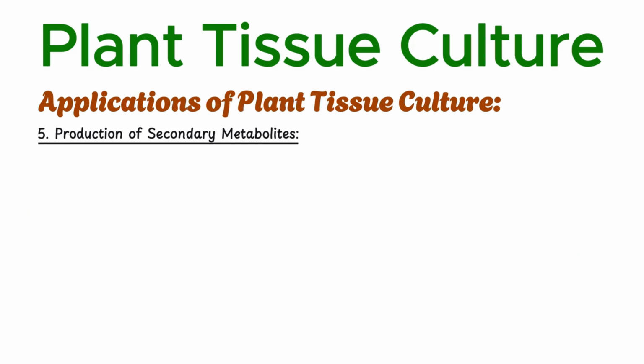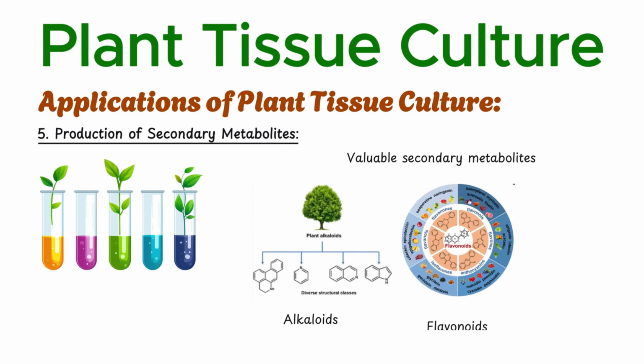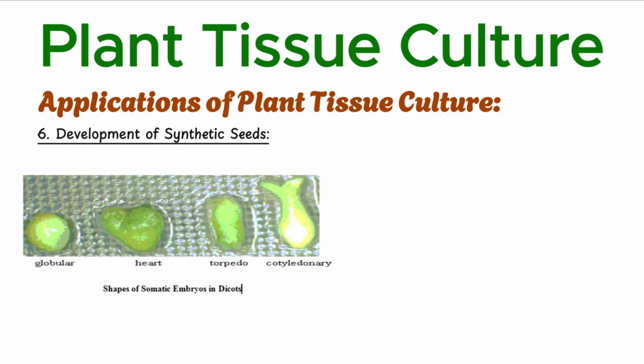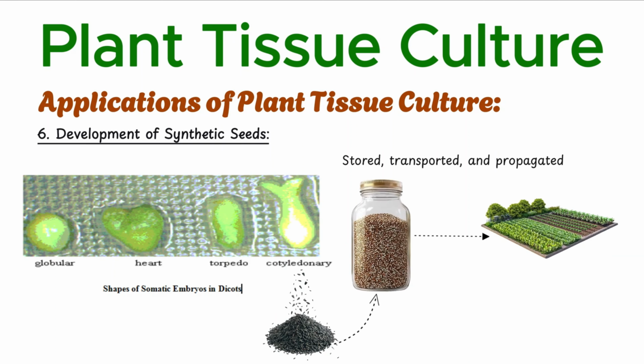Through plant cell cultures, valuable secondary metabolites like alkaloids, flavonoids, and essential oils are produced. These compounds have significant pharmaceutical and industrial applications. Somatic embryos generated through tissue culture can be encapsulated to create synthetic seeds. These seeds are easily stored, transported, and propagated, offering a sustainable solution for agriculture.